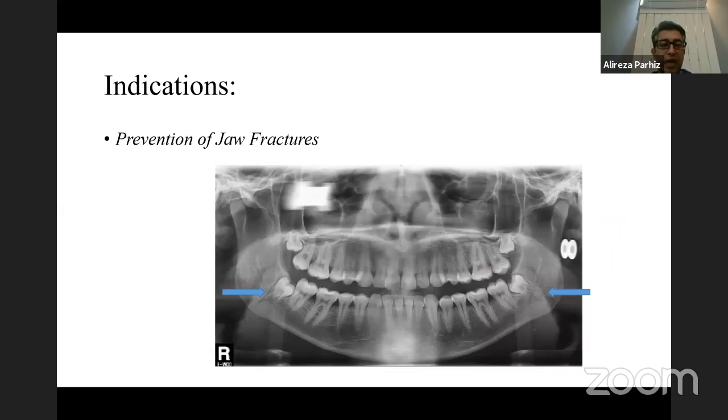Another reason that we prefer to remove the third molar is that, because of the socket of the third molar, we have a weak point at the angle of the mandible. So if the patient has a direct trauma to the mandible, maybe we have a fracture line in the angle, sometimes unilateral or sometimes bilateral angle fractures.